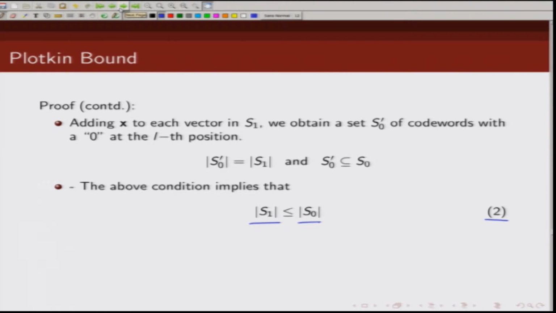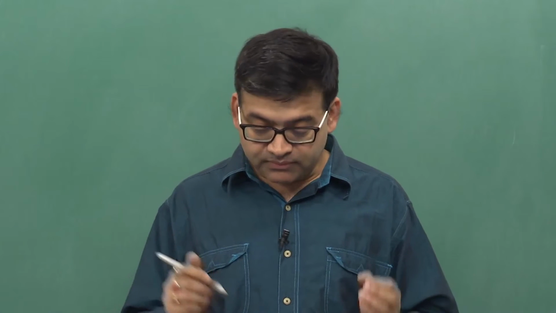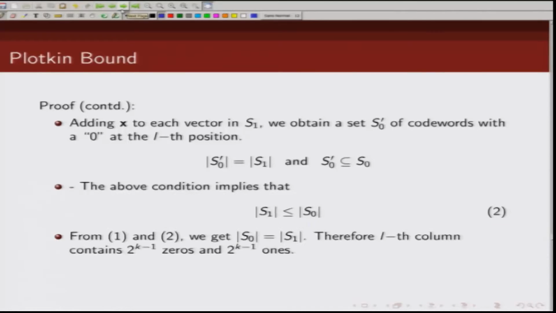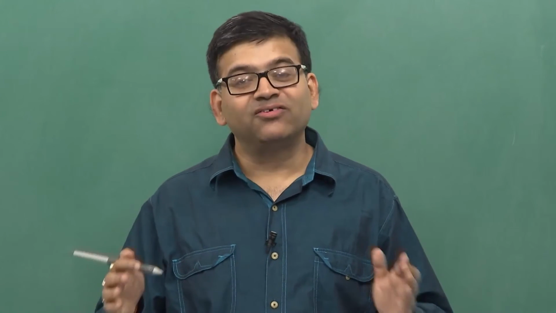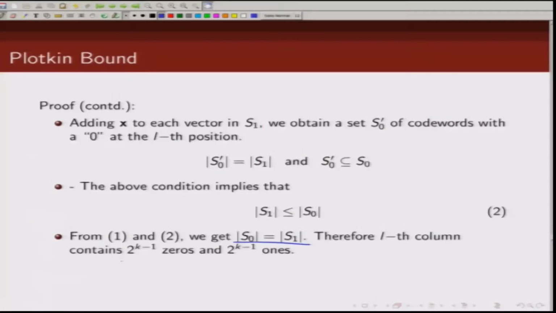Now, these two conditions will be simultaneously satisfied only if both are same. So, from 1 and 2 we can conclude that the number of code words that are 0 at a location is the same as the number of code words which have 1 at that location. So, then you have a 2^k cross n array. Half of them are zeros and half of them are ones. So, each column will have 2^(k-1) zeros and 2^(k-1) ones.